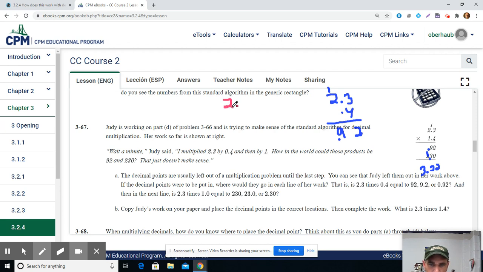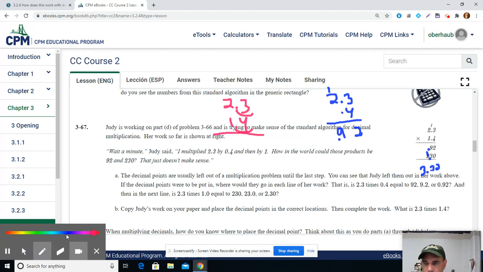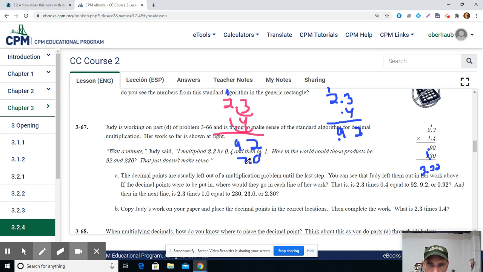When we multiply any decimals, we want to make sure that we're just going through and doing the multiplication. We talked about sliding these decimals out of the way. So this is really 23 times 14. So when I multiply that, I get 4 times 3 is 12, carry a 1. 2 times 4 is 8, plus 1 is 9. Put in a placeholder. 1 times 3 is 3, and then 1 times 2 is 2.